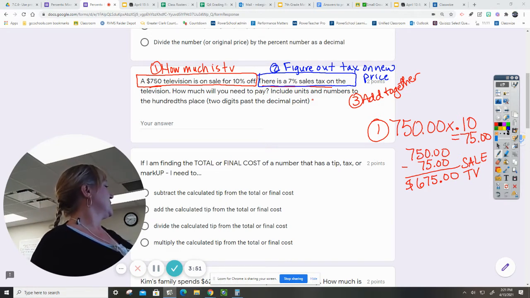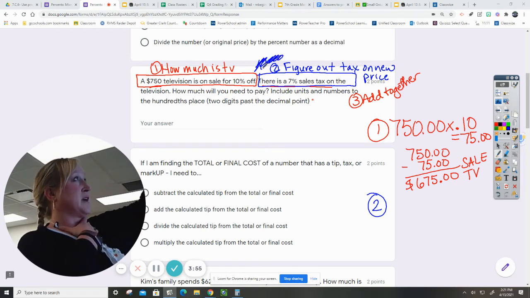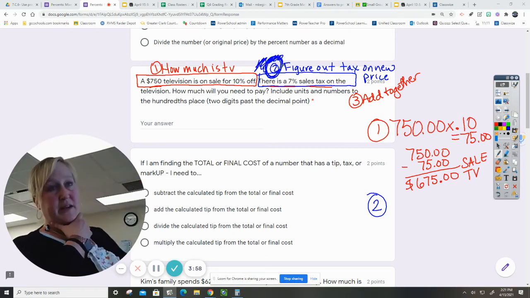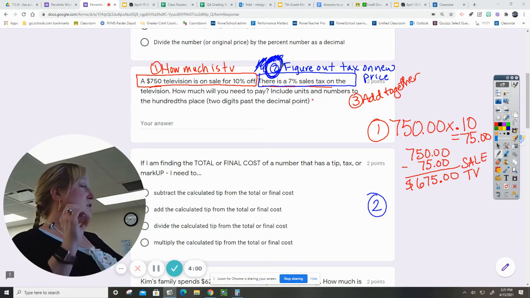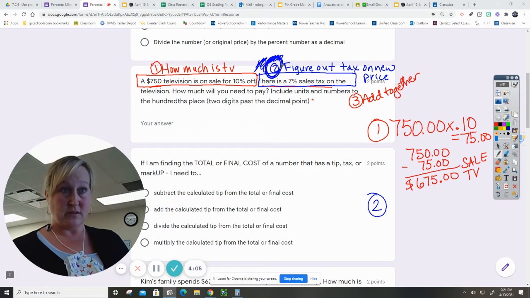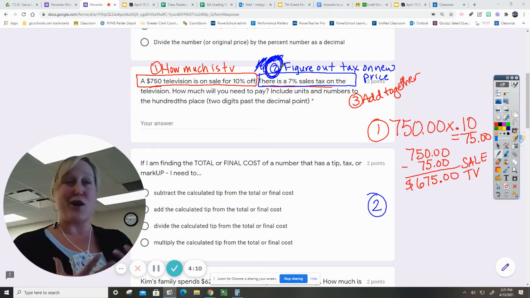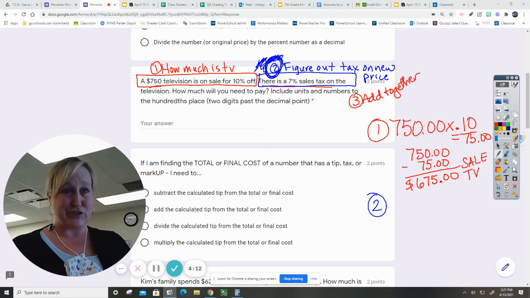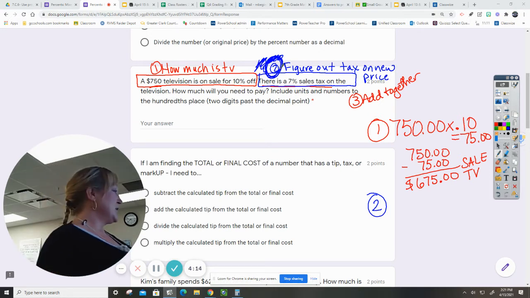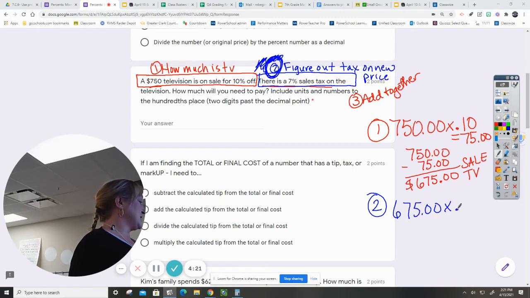Well, that's the wrong color. Number 2. So I am here. In case you miss it, I'm here. I need to figure out the cost of the tax. So the tax is going to be on the sale price. It is not on the original price because that's not allowed. It is illegal to charge for more than what you paid. So I have to take that $675 sale price and multiply it by the tax as a decimal, which is 0.07.